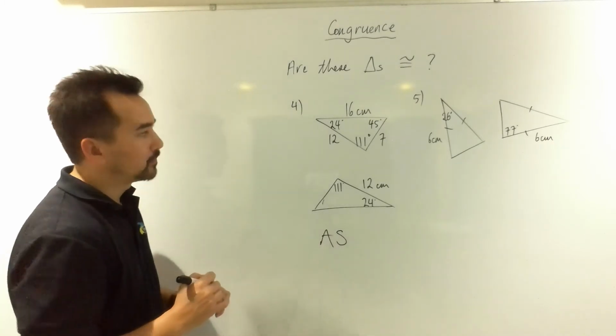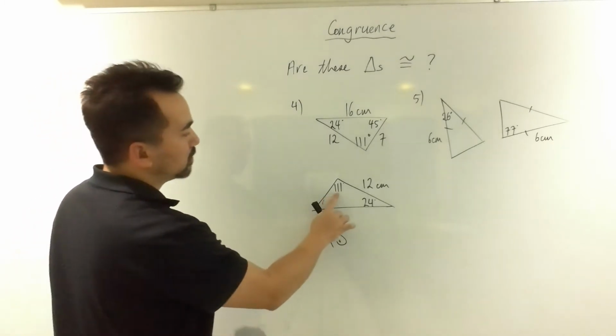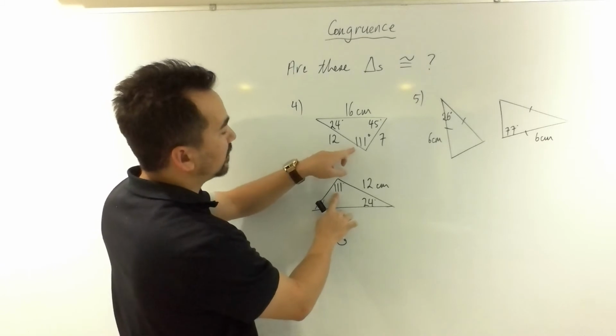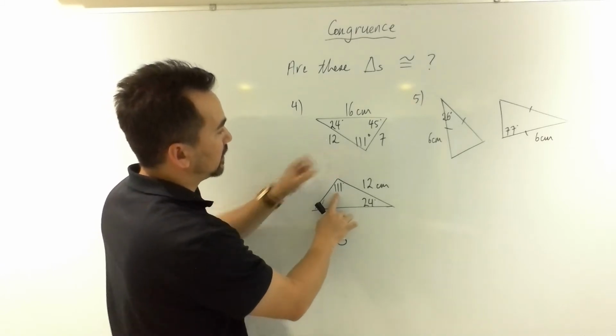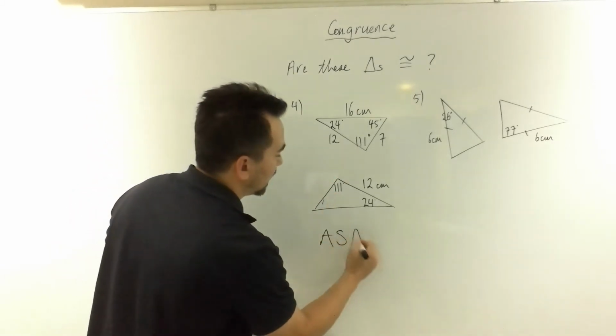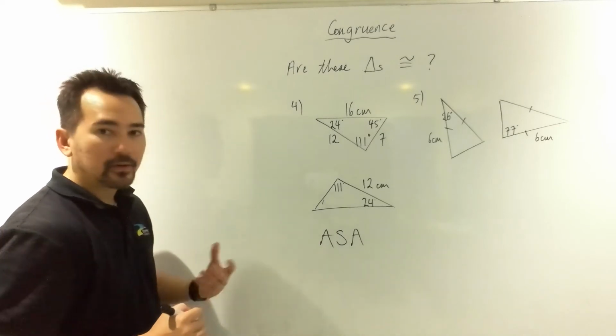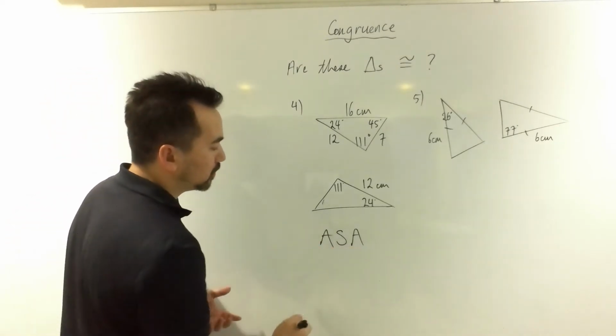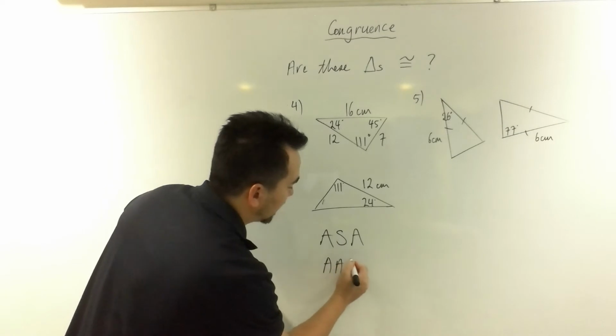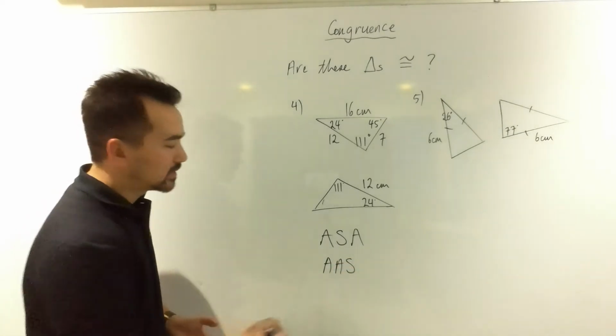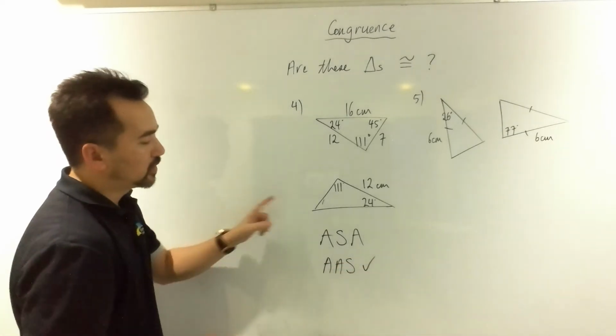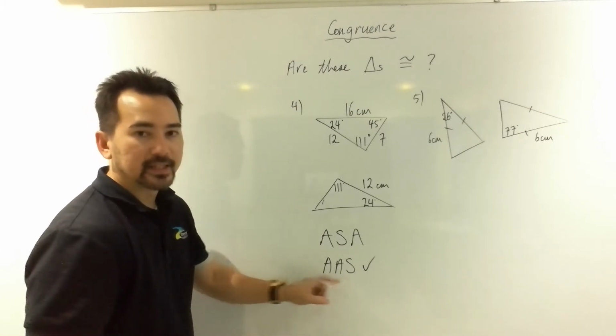Write down the S. Then I have one more angle, which is 111, and here I have an angle that's 111 degrees. And so I have one more angle. And is there a rule called the ASA rule? Or otherwise it's called the AAS rule? Yes, I do. So we can say that these two triangles are congruent using the AAS rule.